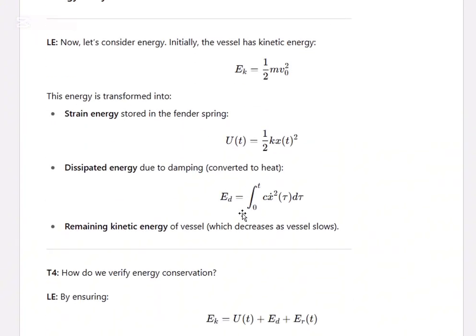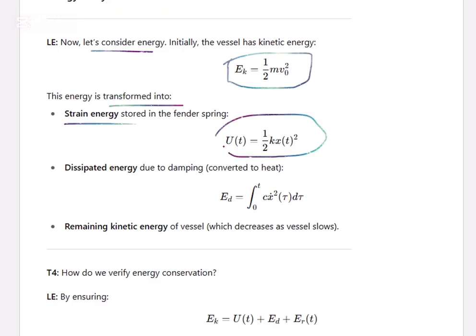Now let's consider energy. Initially the vessel has kinetic energy, right? And the energy is transformed into strain energy, half k x squared, and energy dissipated due to damping as heat, and the remaining kinetic energy, which decreases versus loss.